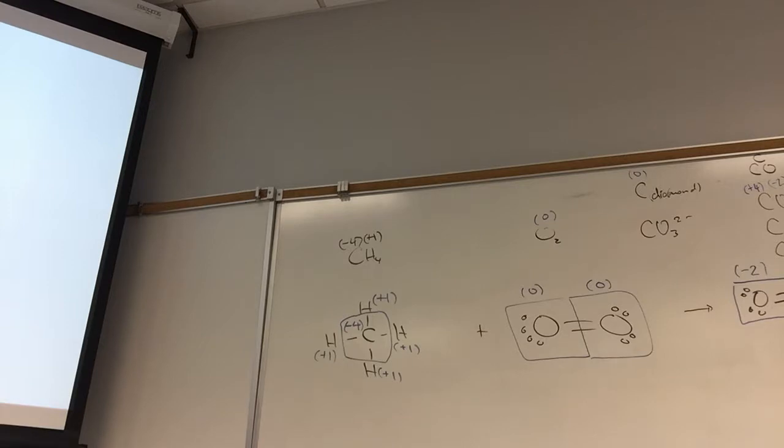How many valence electrons does carbon have? 4. How many core electrons does carbon have? 2. Altogether, carbon has a total of 6 electrons. How can I take 14 electrons from something that has 6 electrons? This is not going to happen. This is impossible.